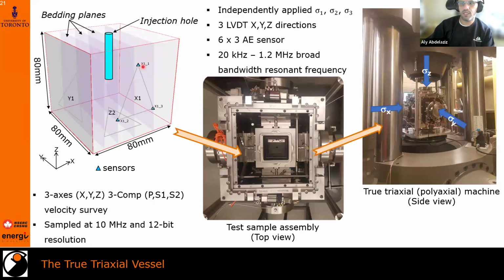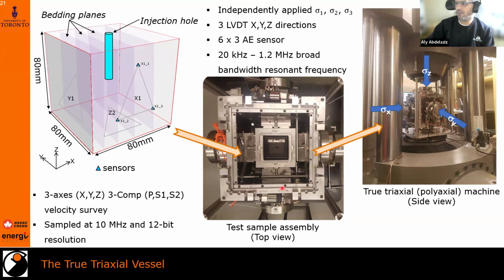So this is the setup that we have. This was the injection hole from the top. These are the bedding planes. And then each surface has 3 sensors for AE and for P and S waves. The machine can apply sigma 1, sigma 2, and sigma 3 independently. In fact, each one of the actuators can move independently. There's 3 LVDTs that run across every side. And as you said, 6 faces. Every face has 3 AE sensors. And these are the specifics of the AE sensors.